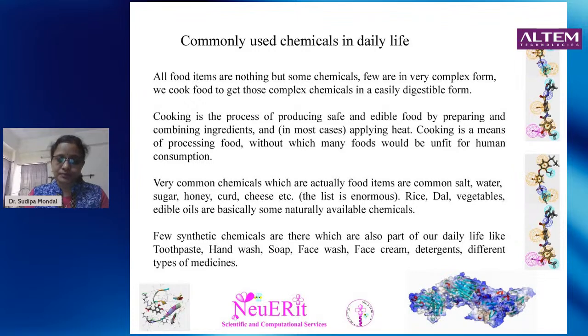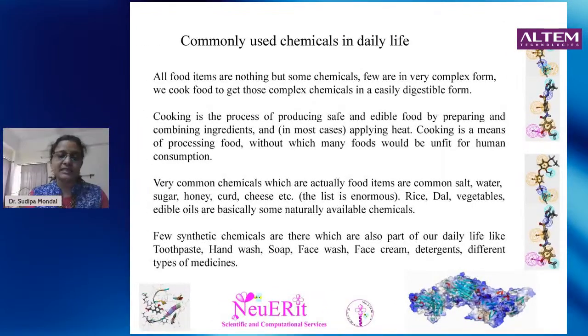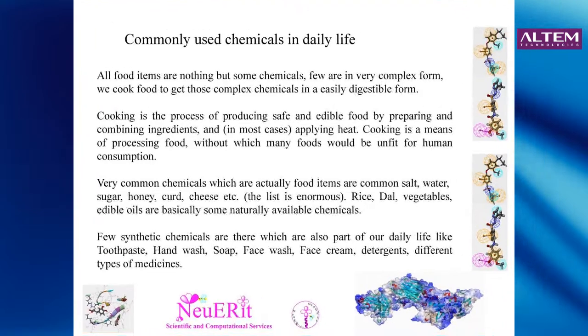All food items are nothing but chemicals. Few are in a very complex form, and we cook. Actually, nature prepares this in a complex form. We cook food into an easily digestible form. Cooking is the process of producing safe and edible food by preparing and combining ingredients, and in most cases applying heat. We cook by applying heat.